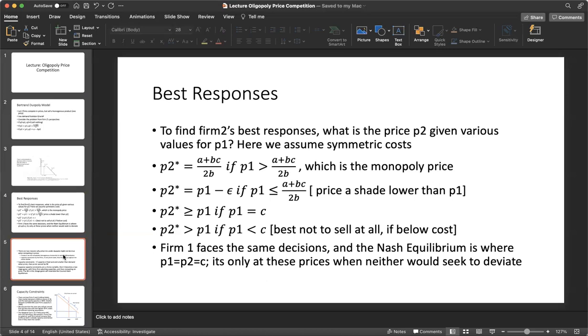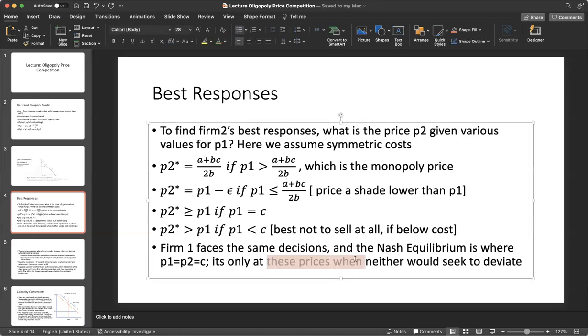So let's try to figure that out here. Right? Do I have the slides here? Yeah. Okay. It's moved on. So let's figure this out right now. Why it's the Nash equilibrium. Okay.